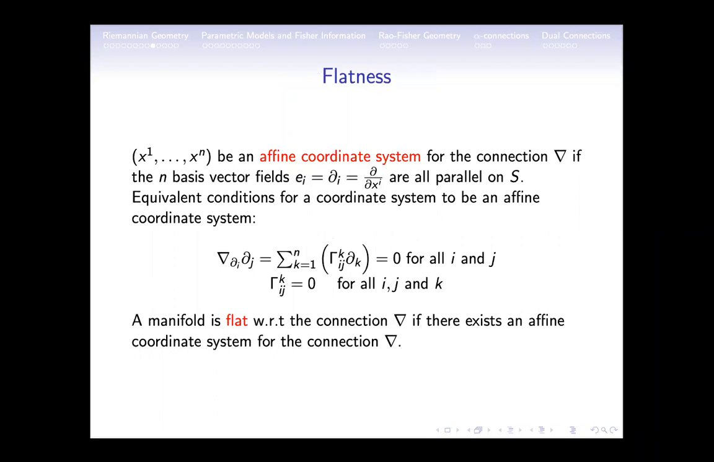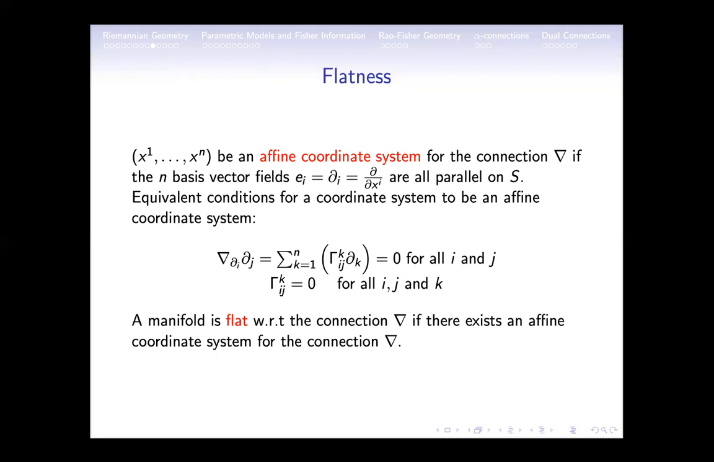Okay, so now there is a very important geometric notion on statistical manifolds, or manifolds too. That is flatness. So when do we call a manifold or Riemannian manifold to be flat? We call it flat if we have an affine coordinate system for the connection. Okay, so what is that?